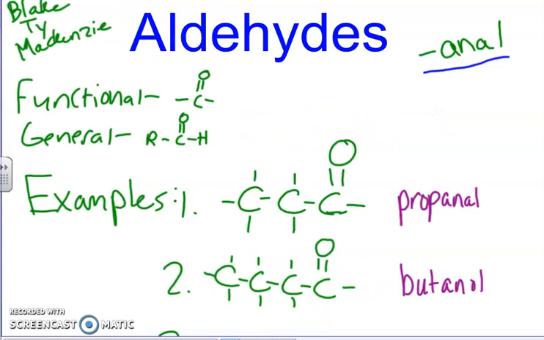Okay, the aldehydes were shown by Blake, Ty, and Mackenzie. This is pretty nice. These are the functional groups. It's got a C double bond O, and it's got an H on it. So here's what it would look like. You just put an R in front of that.